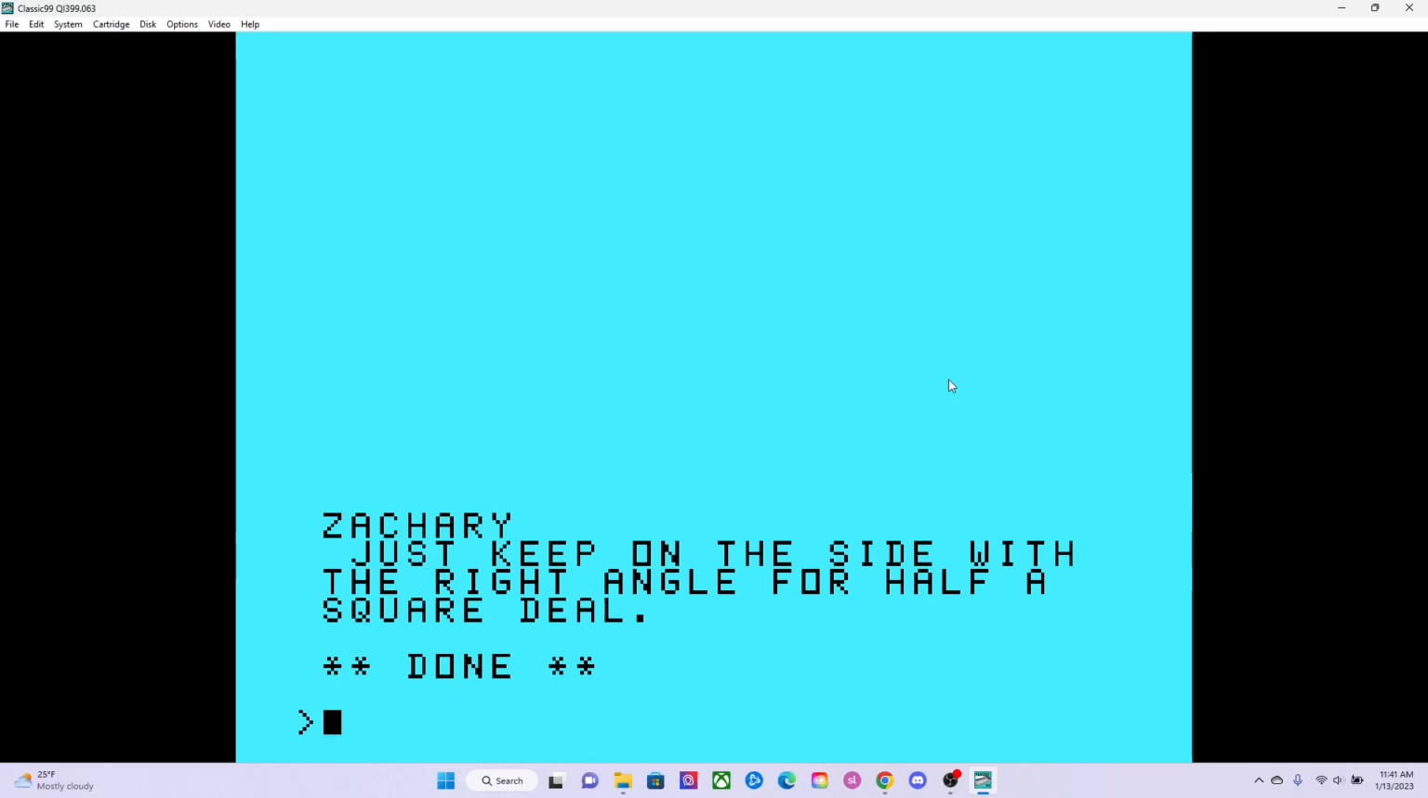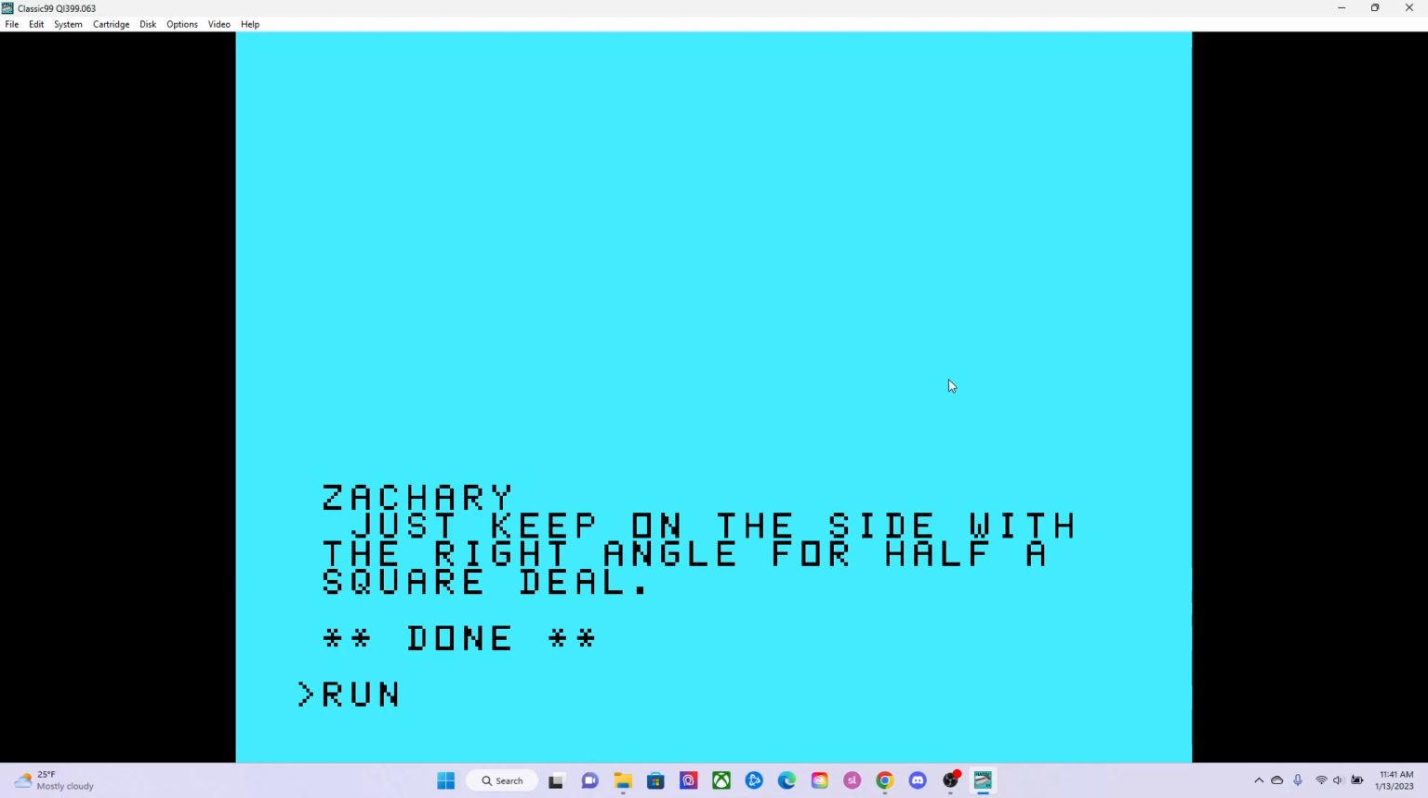Just keep on the side with the right angle for half a square deal. I think there's a joke in there somewhere. Just keep on the side with the right angle for half a square deal. Don't be a square, I guess. It's okay. You half a square.